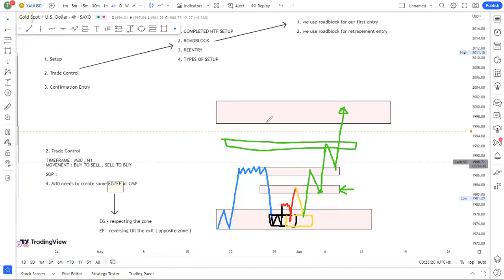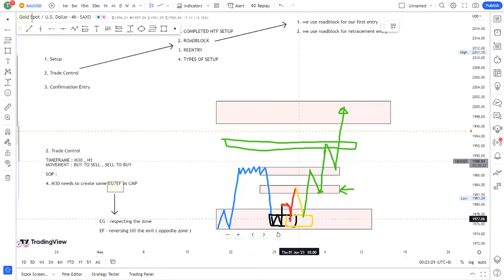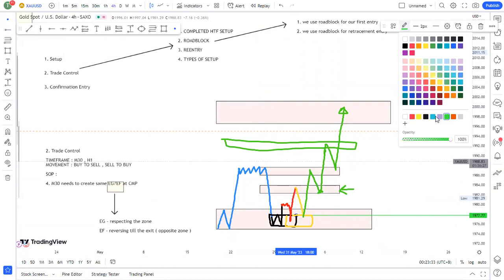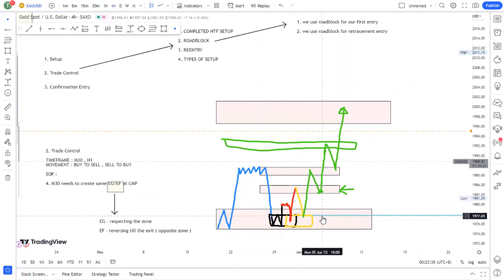As you can see here, you can enter your position like this. At first, this is our first position. For example, this is our first position. Let me draw it.